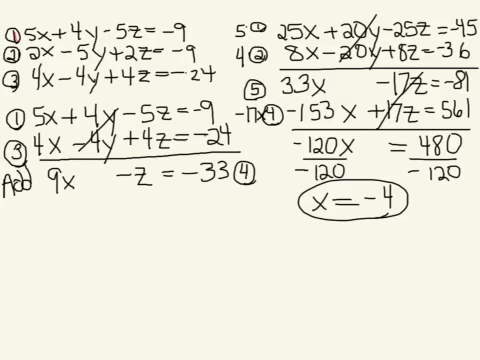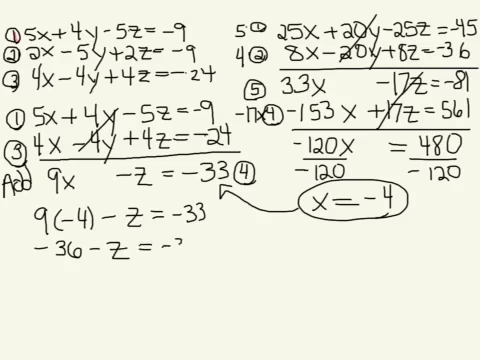Now what you do is you back substitute in order to get y and z. I like to back substitute into either equation 4 or equation 5. I think equation 4 has smaller numbers, so I'm going to plug x equals -4 into this equation, and then I can get z. So 9 times negative 4 minus z equals negative 33. Negative 36 minus z equals negative 33. If I add 36 to both sides, I get negative z equals 3. So that gives me z equals negative 3.